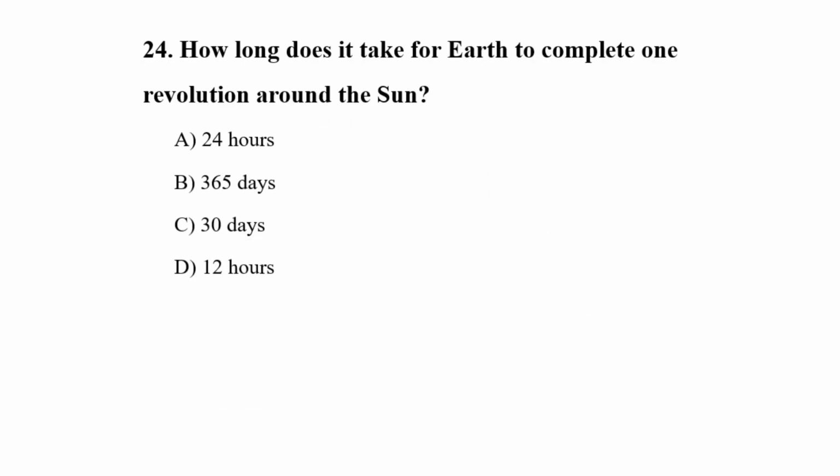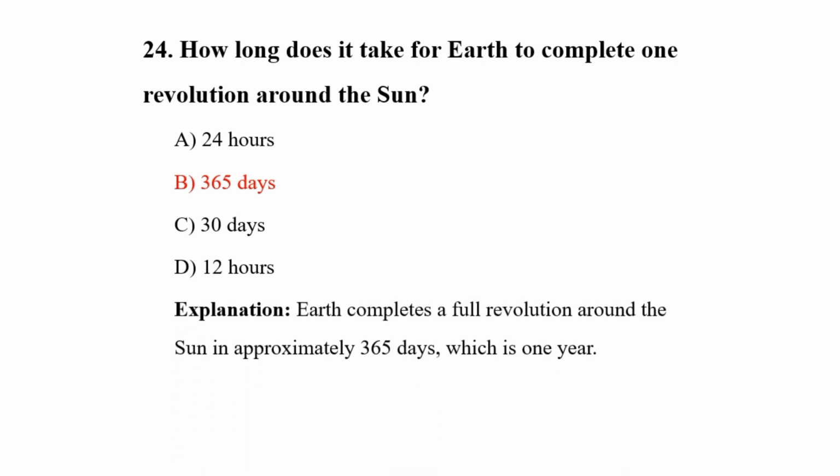Question number 24. How long does it take for Earth to complete one revolution around the Sun? A. 24 hours, B. 365 days, C. 30 days, D. 12 hours. The answer will be 365 days. Earth completes a full revolution around the Sun in approximately 365 days, which is 1 year.